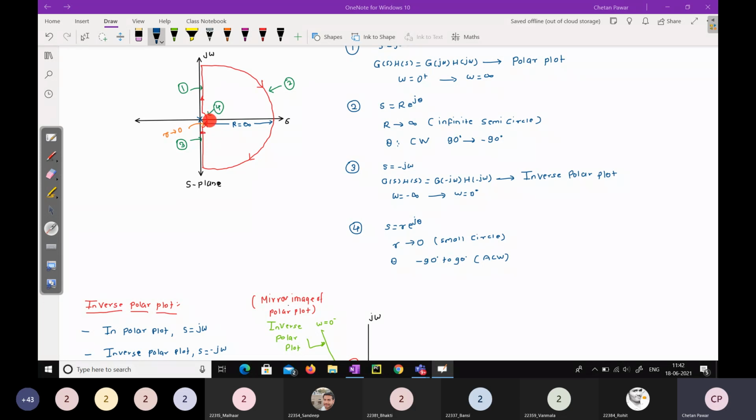What is the fourth region? To do its mapping, you need to replace S with R e raised to j theta, where R tends to 0. That will be a very small circle around this pole. And what is theta? This is the minus 90 degree line and this is the plus 90 degree line, so theta goes from minus 90 to plus 90 in the anti-clockwise direction. So this direction will be anti-clockwise.